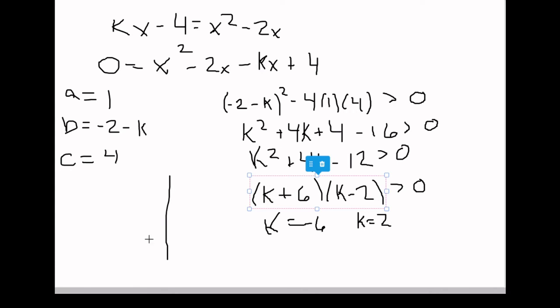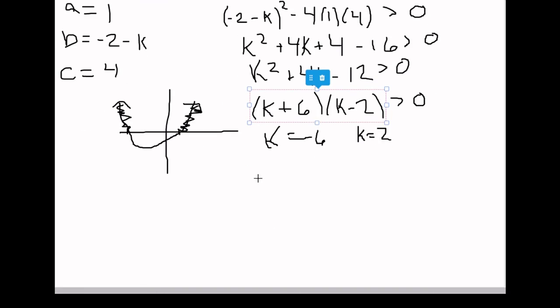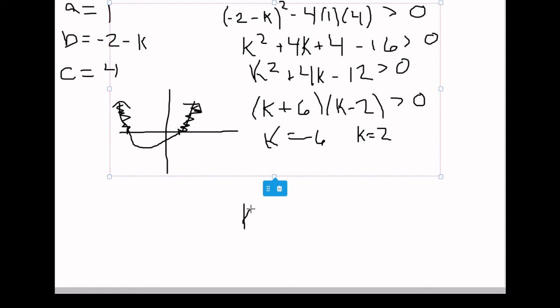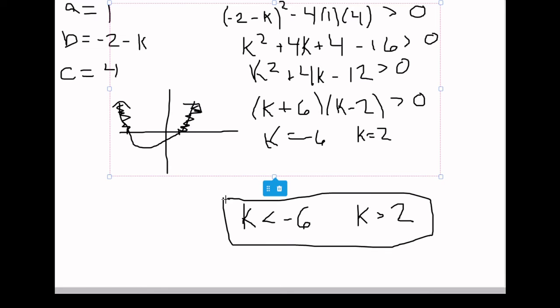We write our little graph here. We'd have -6 over here, 2 over here. This is generally where our curve would be. And because it's greater than 0, it's going to be the arms up here, greater than the 0 line. So we see k is less than -6 because it goes to the left of it, and k is greater than 2 because it goes to the right of 2.